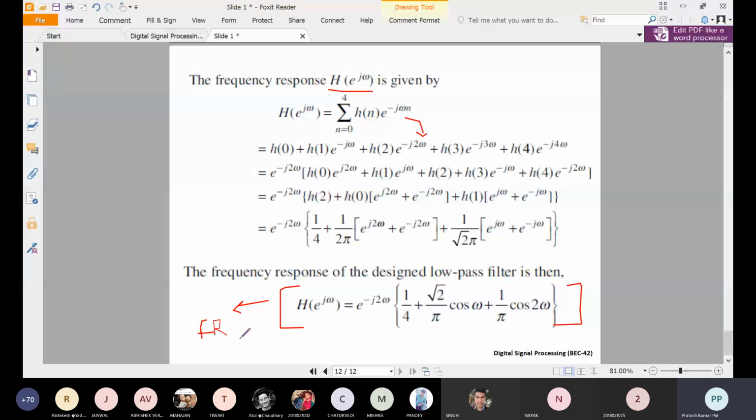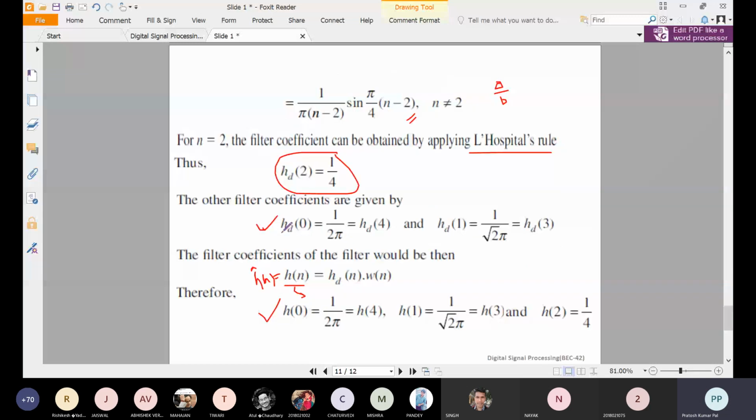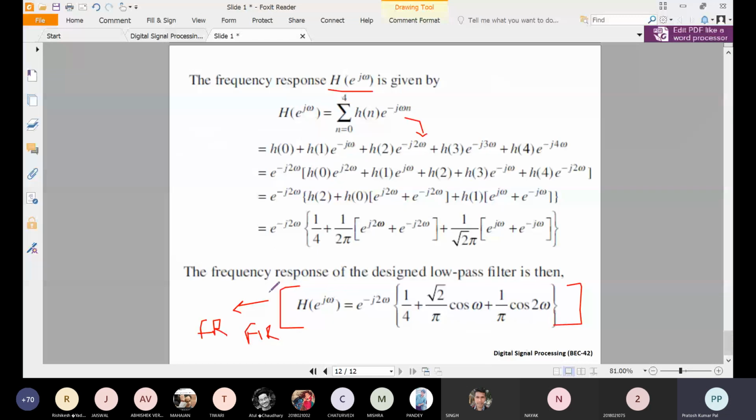This has been asked in the question. In the exam it could ask for H of e to the power j omega, that is, the frequency response of our desired filter in the FIR filter form, or it could ask for the coefficients of hd of n or the coefficients of h of n. So it could ask for the hd of n coefficients, the h of n coefficients, or the frequency response of the final filter.